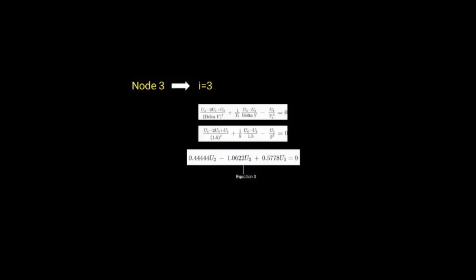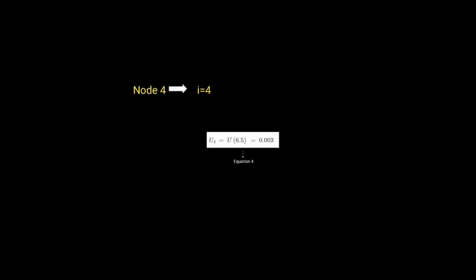Substitute delta r to 1.5 and also substitute r sub 3 to 5. So by computing, we can now get 0.444 u sub 2 minus 1.0622 u sub 3 plus 0.5778 u sub 4 is equal to 0 as our third equation.